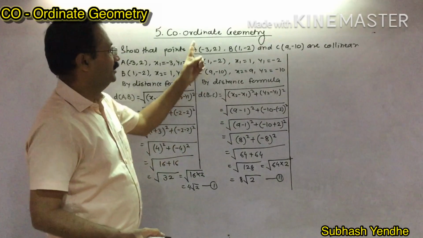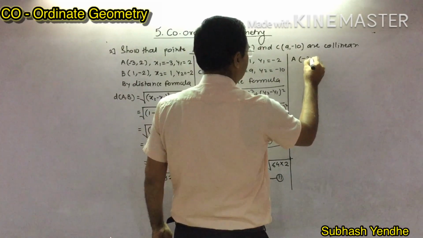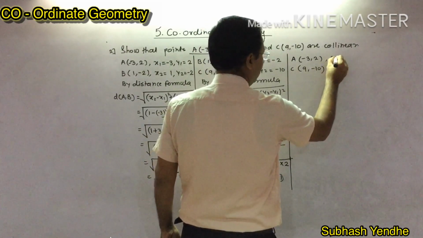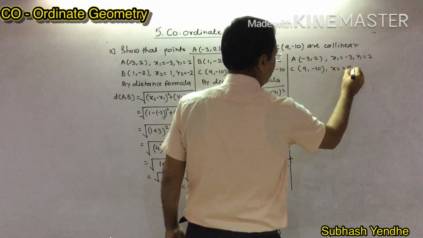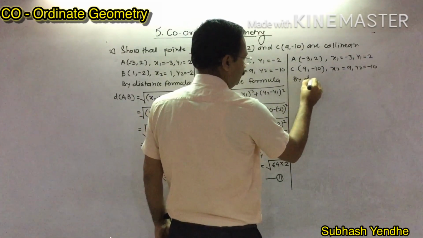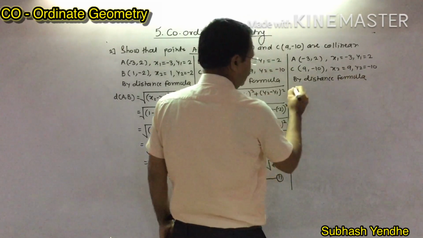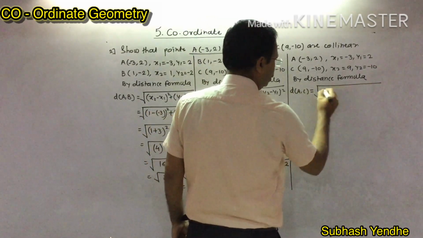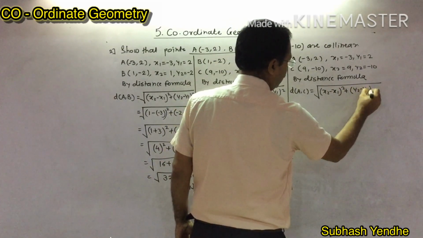Now we are going to start the distance between AC. A's coordinates are minus 3 and 2. C's coordinates are 9 and minus 10. So x1 equals minus 3, y1 equals 2, x2 equals 9, and y2 equals minus 10. So by the distance formula, what will you get? Distance AC equals under root x2 minus x1 the whole square plus y2 minus y1 the whole square.